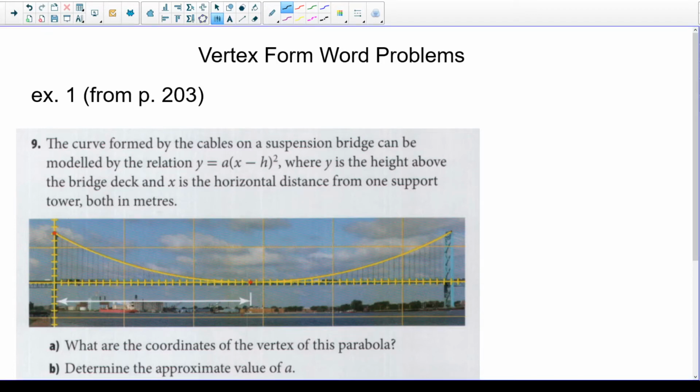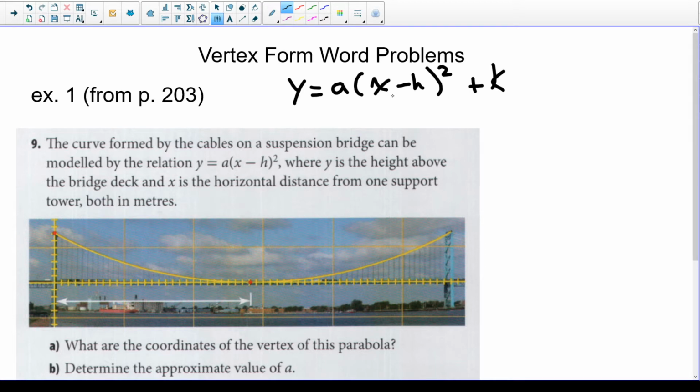Hello again, everyone. Today we're going to start looking at how to solve word problems with the vertex form of quadratics. So once again, the vertex form of quadratics looks like this. So that's y is equal to a times (x minus h) squared plus k, where the a controls whether the parabola is stretched or compressed and whether it's right side up or upside down.